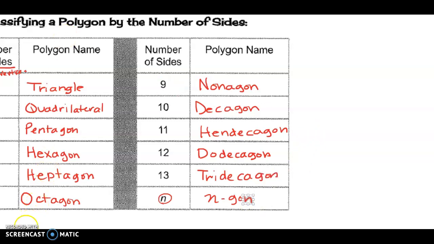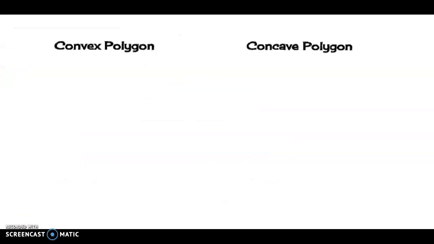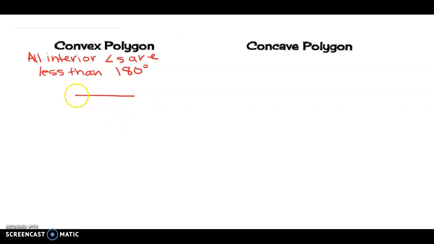All right, so the last thing we're going to cover is convex and concave polygons. So a convex polygon is a polygon in which all interior angles are less than 180 degrees. So most of the things that we'll be covering in this class will be convex polygons.